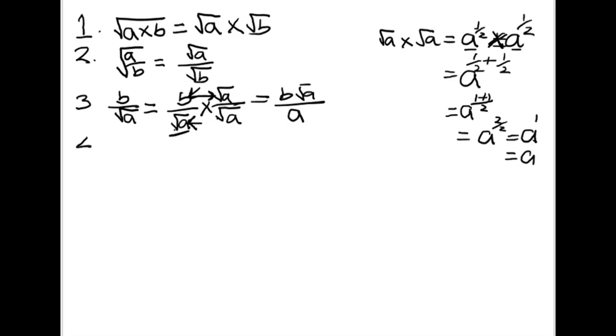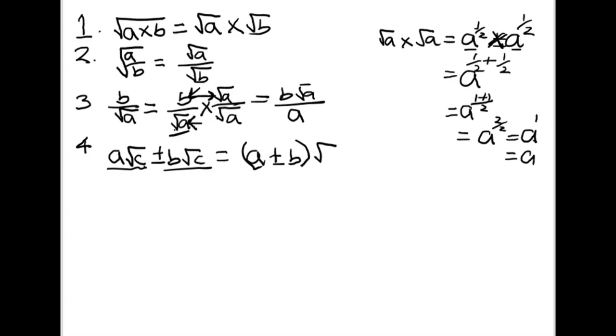Then the fourth rule is factoring surds. When we have a root c plus, it can be minus, b root c, this is going to be equal to, we factor, these are called similar surds. Why? Because their radicals are the same. So this will be a plus, it can be minus, b in brackets, then root c.